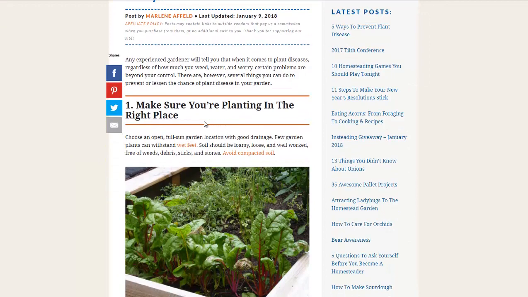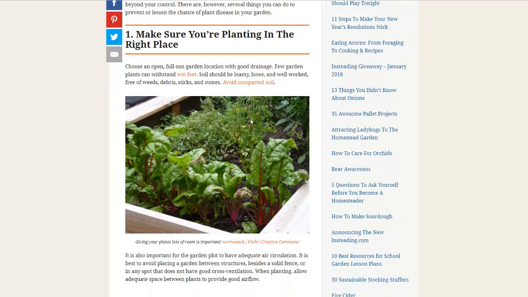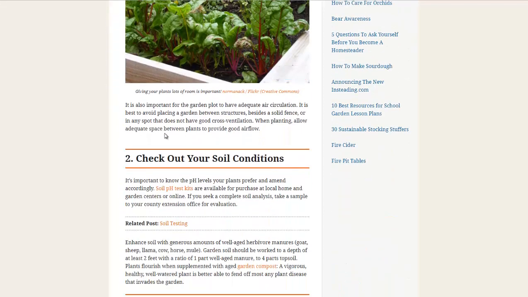Make sure you're planting in the right place. It should have pretty well-draining soil. Of course, there are some plant varieties that love that moist, clay-filled soil, but most of them don't want to be saturated at all times. It can lead to root rot and stress out the plant, leaving it more susceptible to other diseases. It also talks about avoiding compacted soil. Even if you have some good sandy soil with a little bit of clay in there, if you compact it, it's going to ruin the way water moves through it, otherwise known as the soil structure.